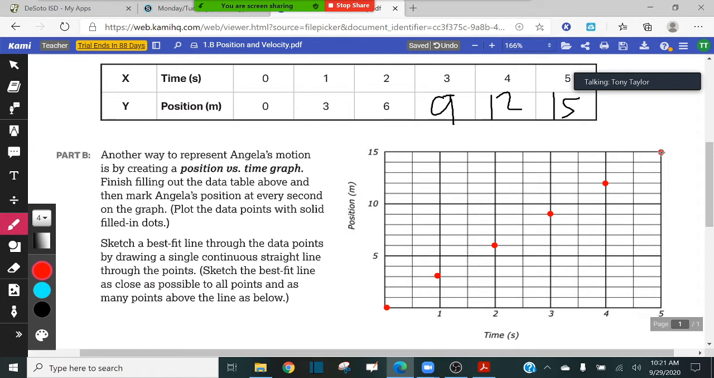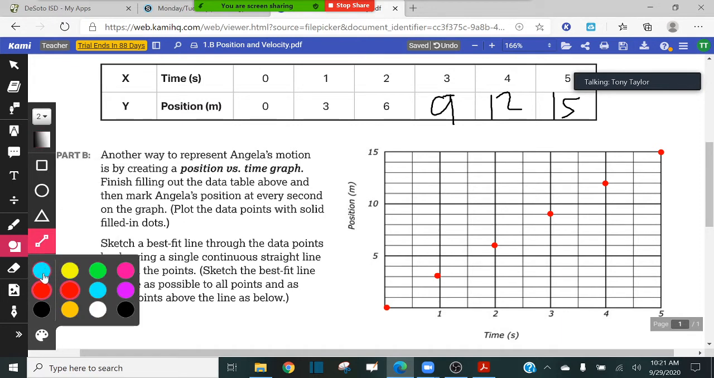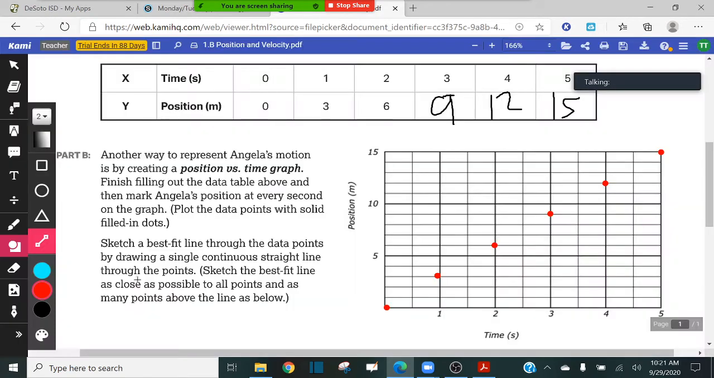Okay. So now that we have our data points, the instructions tell us to draw a best fit line through the data. So that best fit line is going to look something like this.